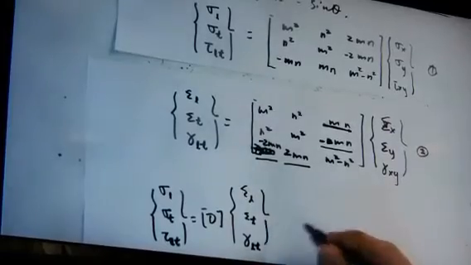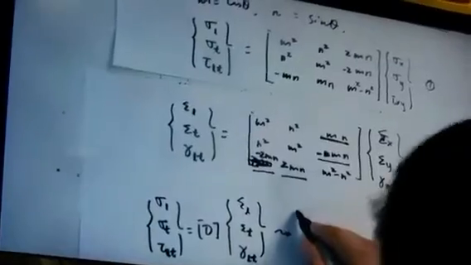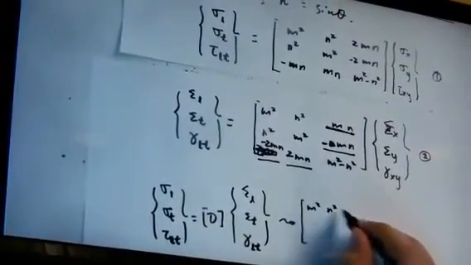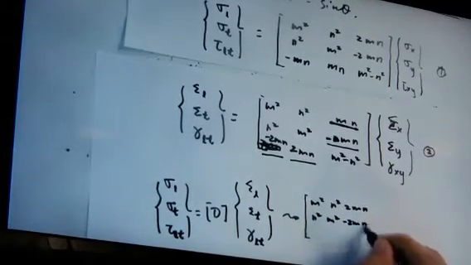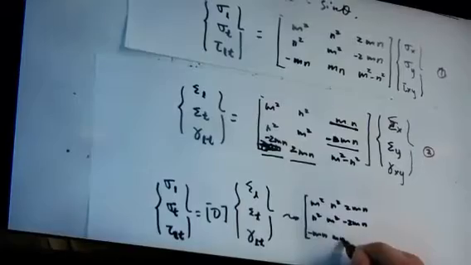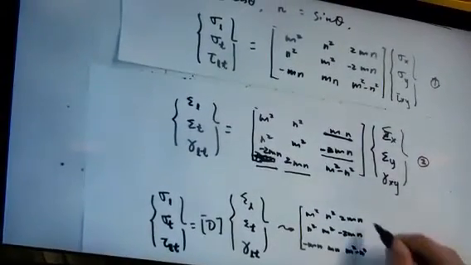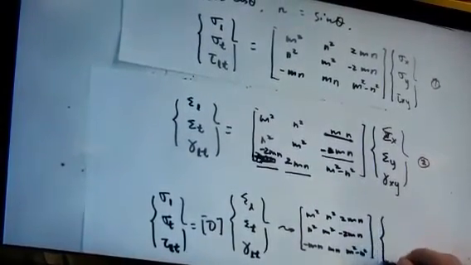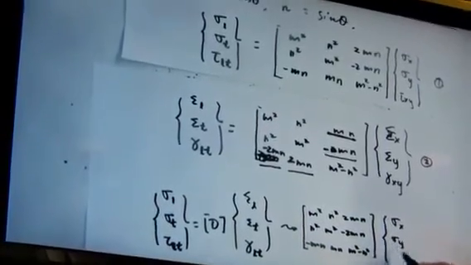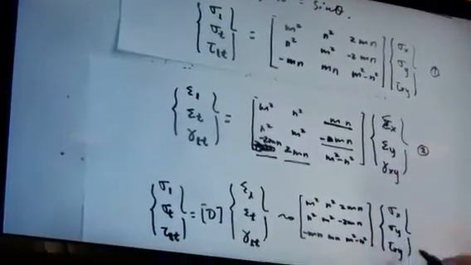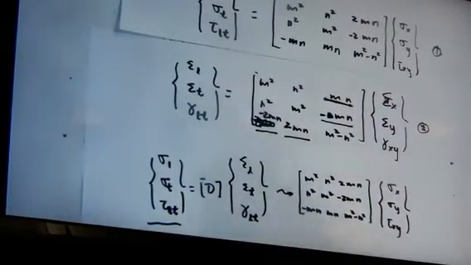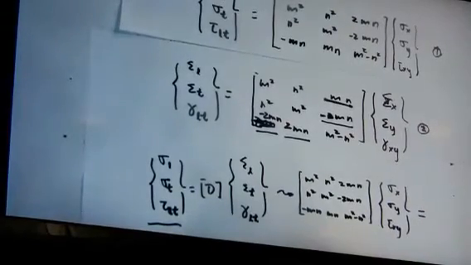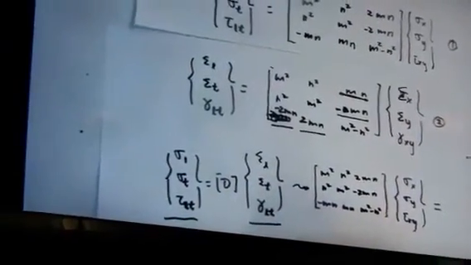So I'm going to use the first equation on the left: m squared, n squared, 2mn, and so on, times sigma x, sigma y, tau xy. This is the column on the left. Rewrite this column, and then it equals D times this column.